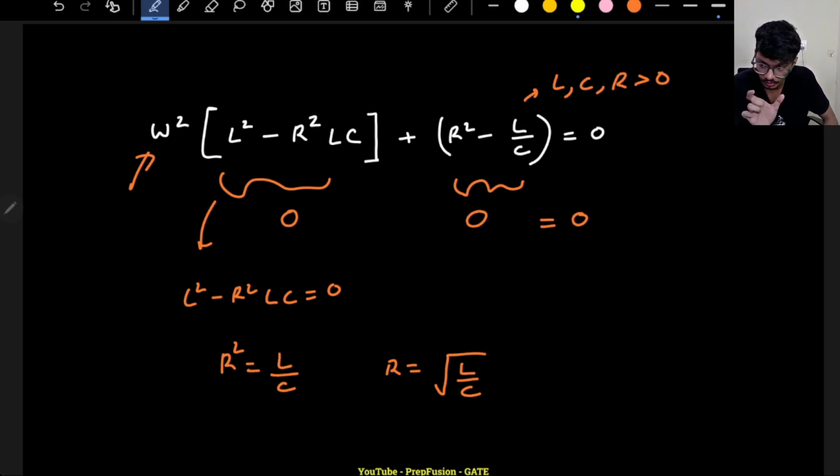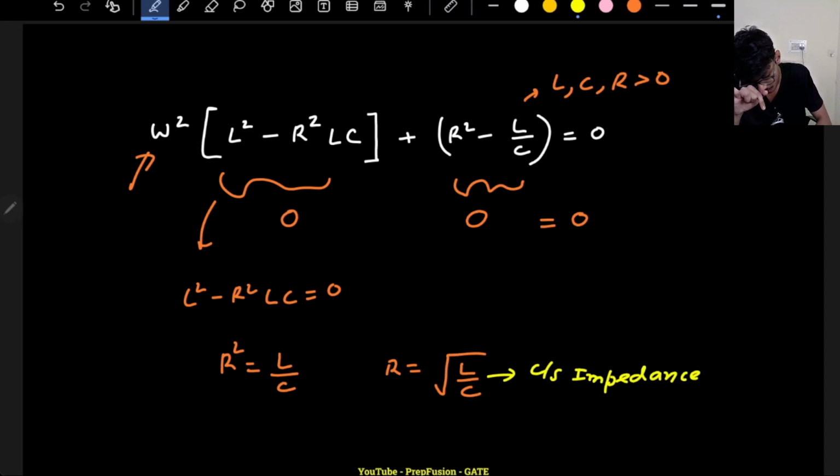You can check the units. If I check the units, what I am observing is that it's ohm. I have already told you the unit of under root L by C is ohm, because it is a characteristic impedance. This is a special impedance that we will discuss in power systems, not now.